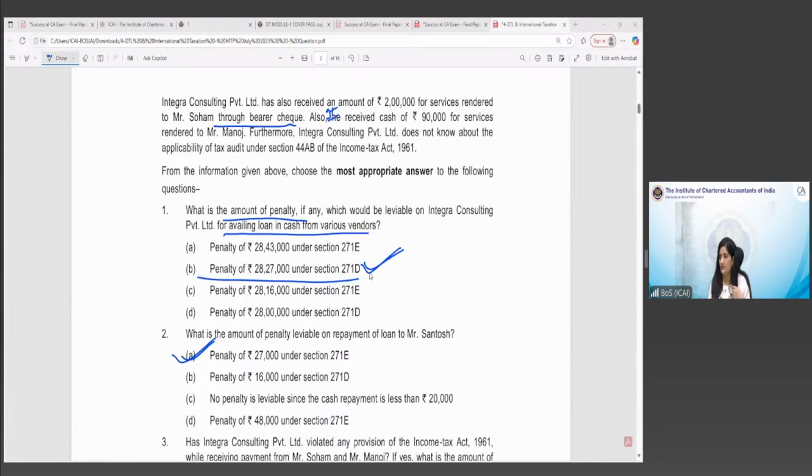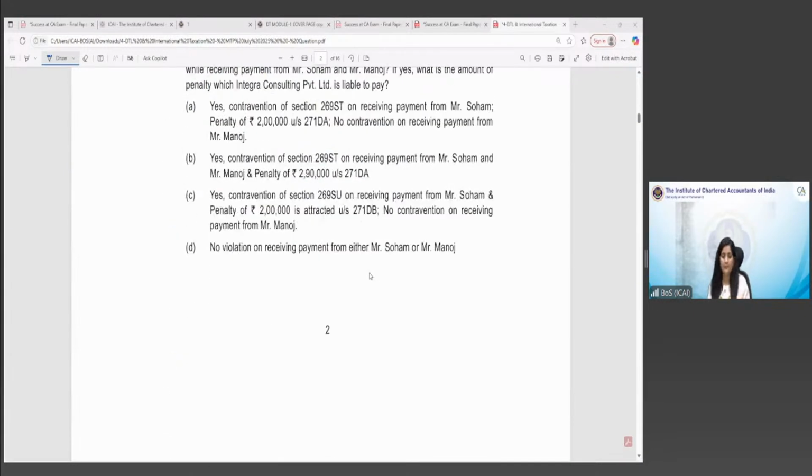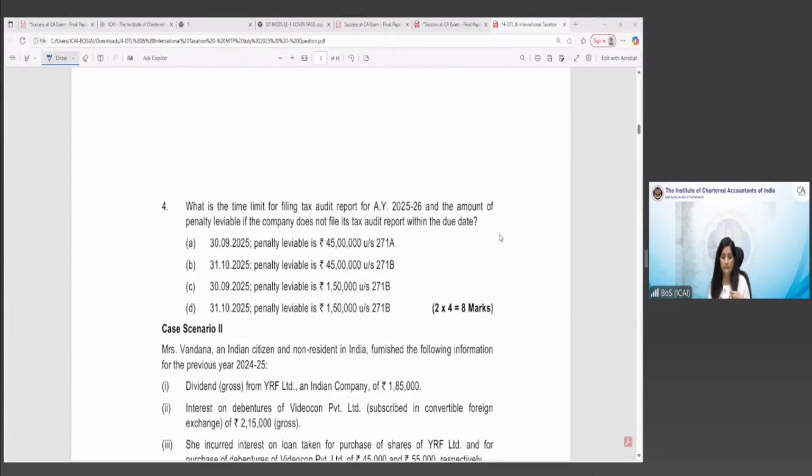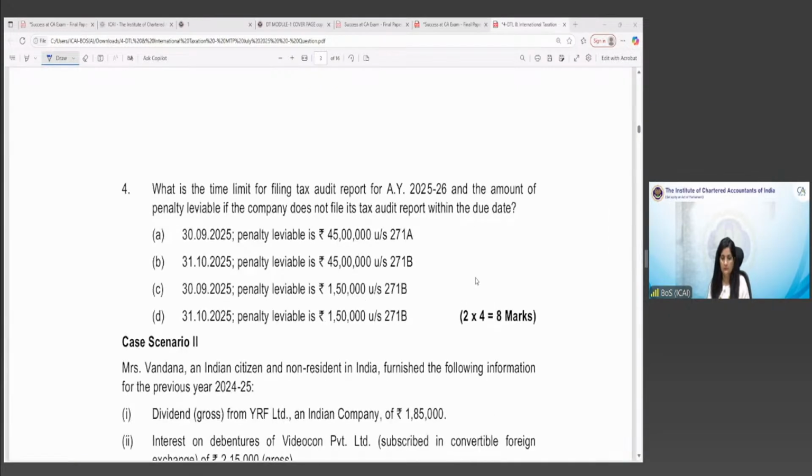Yes, you are right. Question number 3 का answer number A. Now question number 4. What is the time limit for filing tax audit report? It's a very general question. You have done it. I think in your articleship you must be familiar with this tax audit report, Form 3CD and all. Yes, 1 month prior to the due date, right?